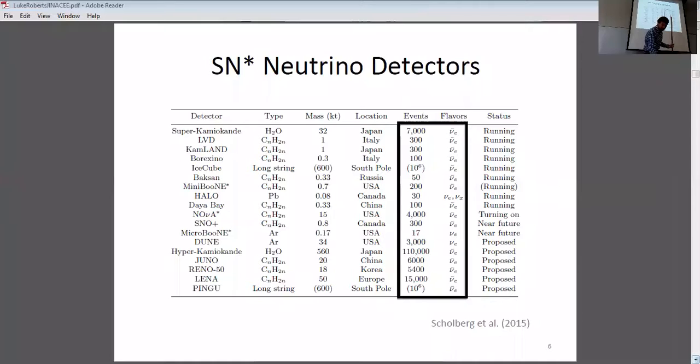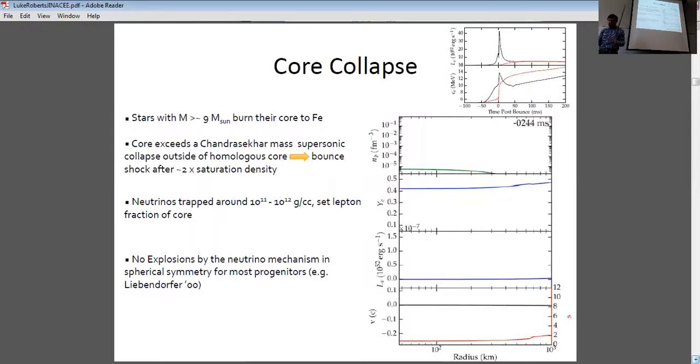Okay, so that's sort of how likely we are to detect these things, the overall count rates we might get. Let's talk just a little bit about some background about core collapse supernovae. I think most people have probably heard this, but just in case, I'll give a quick review here.